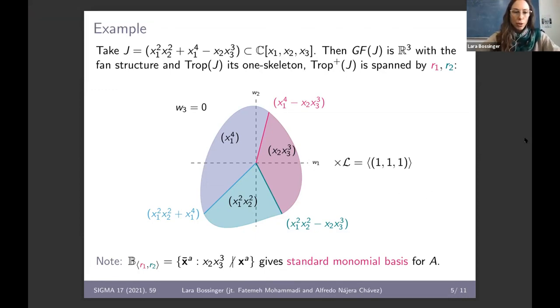Are there any questions on Gröbner theory? Feel free to interrupt. Okay, it doesn't seem to be the case.